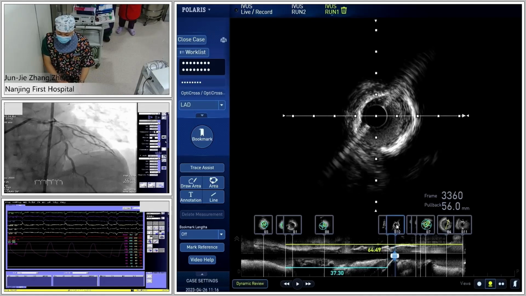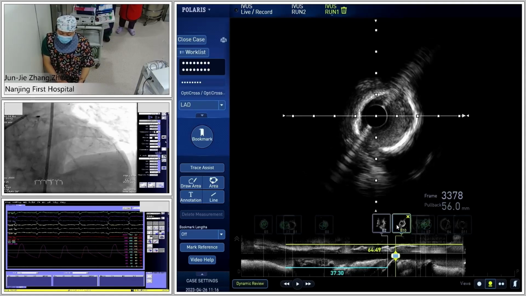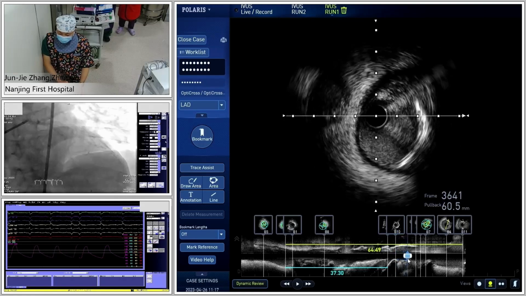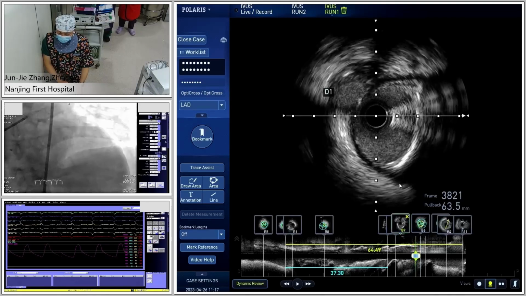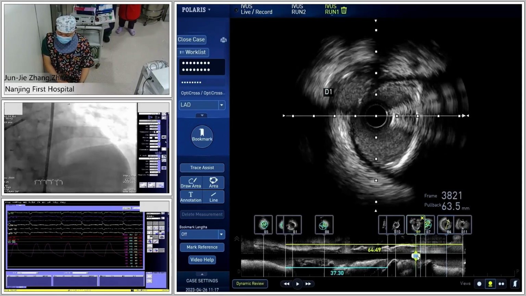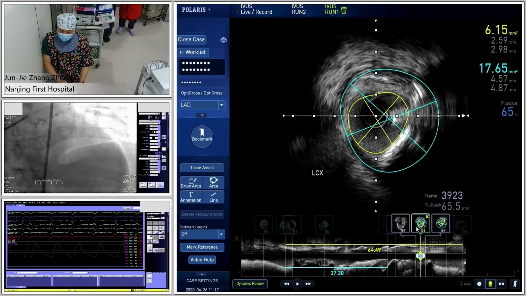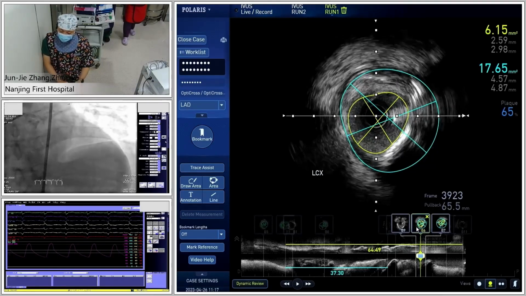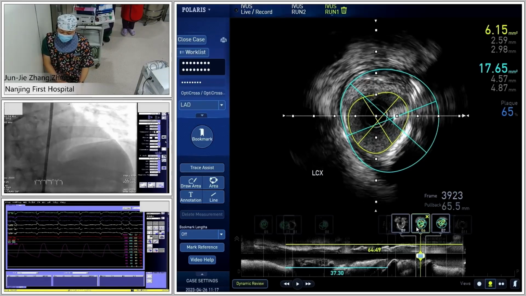Here we can see the calcification angle is more than 300 degrees. Then pulling back, this is the ostium LAD. Here we can find diagonal one coming off the LAD. Pulling back near here, we can see the circumflex coming off. This point is the ostium LAD; here the area is about 6.1 square millimeters, and the plaque burden is about 65%.